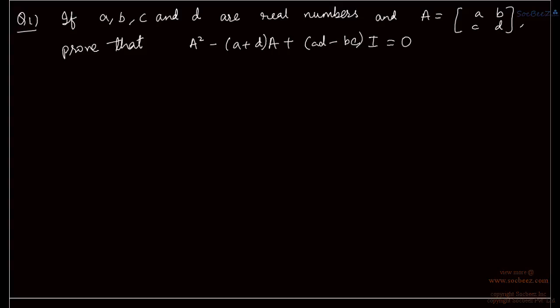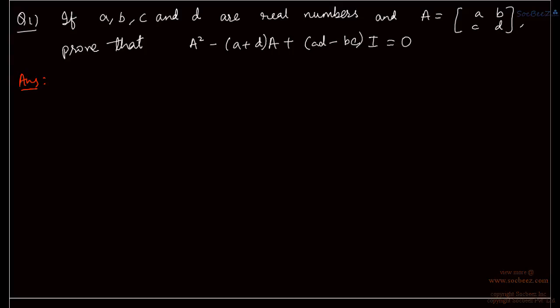Now here I is obviously an identity matrix, and unless stated otherwise, in these kinds of questions, whatever the order of the matrix A is, that should be the order of I. So it is of order 2 here, right? I₂. So let's get going with this question.